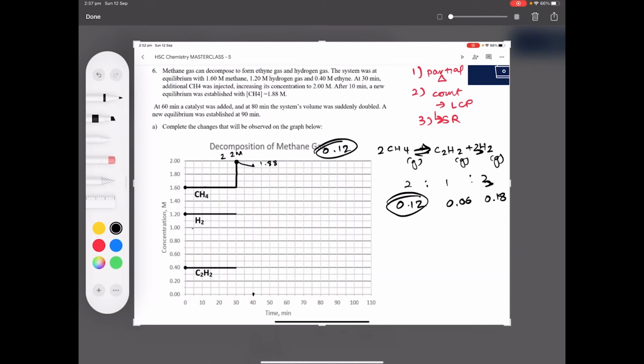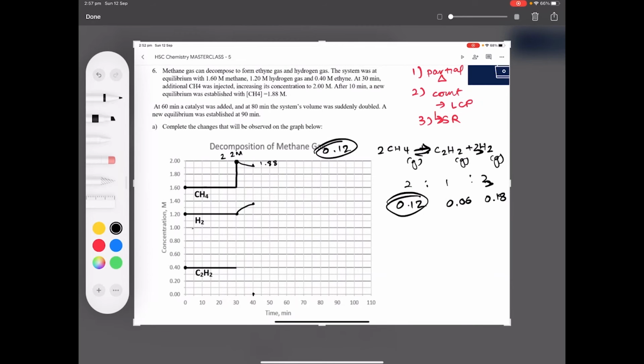So what that means, your H2 must increase by what amount, Taha? What should it increase to? 0.18. It should increase by 0.18. What does it increase to? It's 1.38. Good, right? So you want to go all the way up to about 1.38. And remember, it has to form equilibrium at the exact same time point.